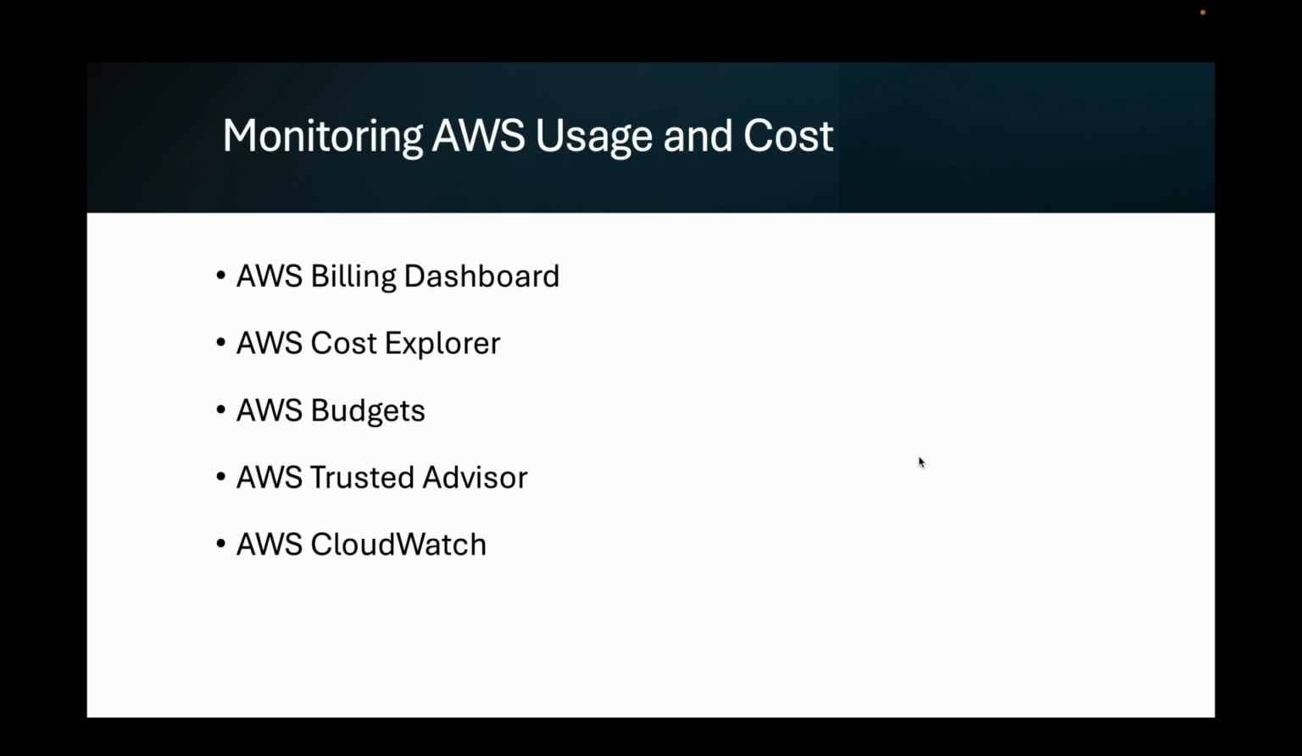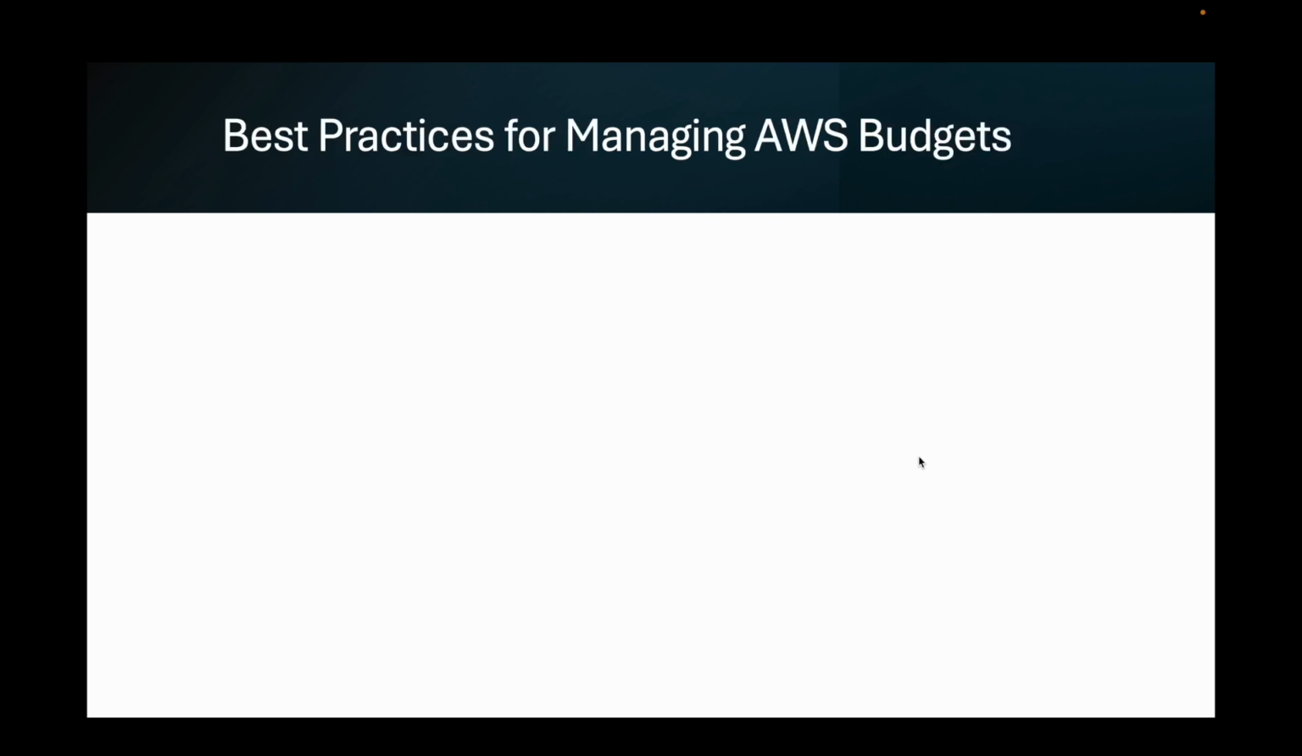Best practices for managing AWS budgets. Effectively managing AWS costs requires planning, monitoring, and optimization. Here are some of the best practices to help you stay within your budget. First, set budgets and alerts. Use AWS Budgets to create a monthly or quarterly budget for your cloud expenses. Set alerts to notify you when you are approaching the budget limit.